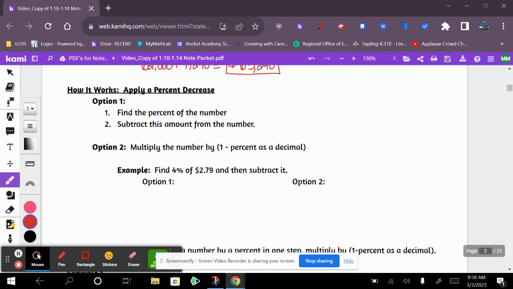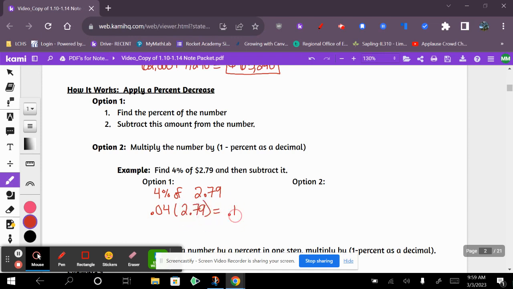So option 1 is to find the percent of the number, just like we did. But in this case, because it's for a decrease, we're going to subtract the amount from the number. So this one says find 4% of $2.79 and then subtract it. So almost like we have a 4% discount. So we're going to do 4% of $2.79. So change it to a decimal by dividing by 100. So we get 0.04. And we're going to multiply that by $2.79.